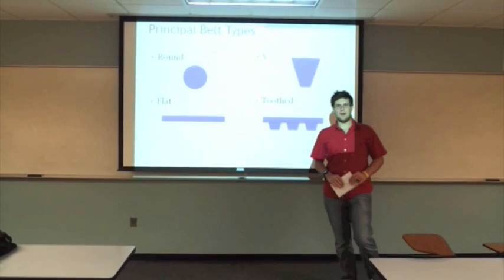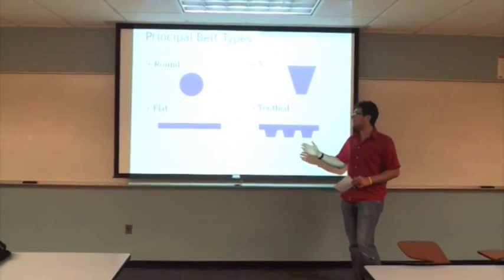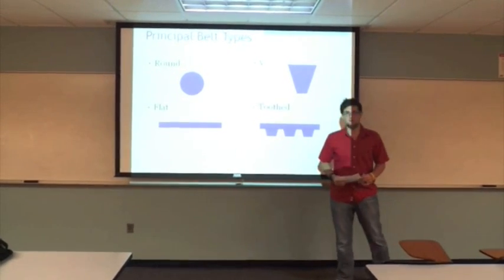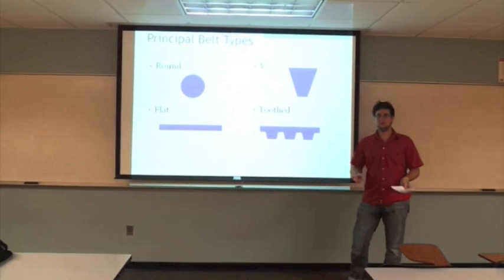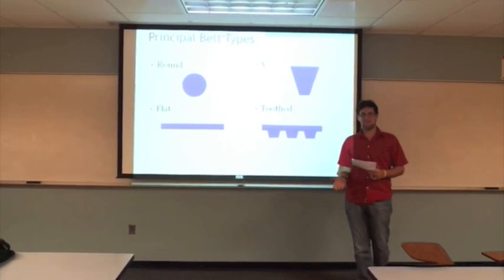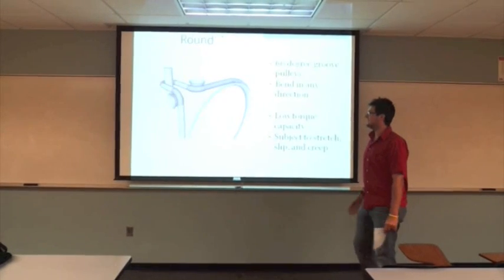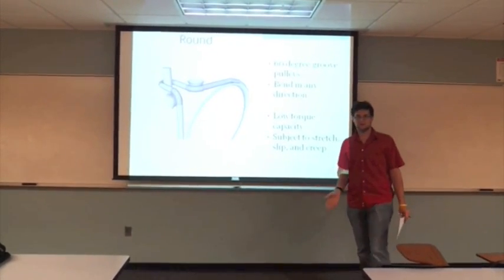We had to be concerned with four major belt types, which are round belts, V belts, flat belts, and tooth belts. Each of these belts has its own pros and cons and is used in many different applications, and each is mostly efficient in its own application. Our first belt type is round belts.